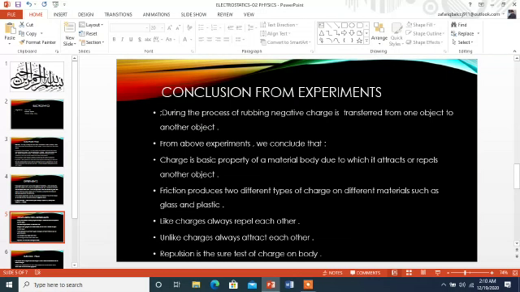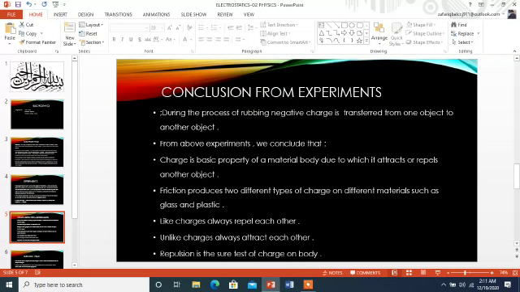Only the type of object must be an insulator. For conductors, there is another method which will be discussed later. So this rubbing method is not applied to conductors for charging them or producing charge on them. Only insulators are rubbed with each other and then they acquire charge. And remember, when they acquire charge, there is only migration of electrons from one side to another.